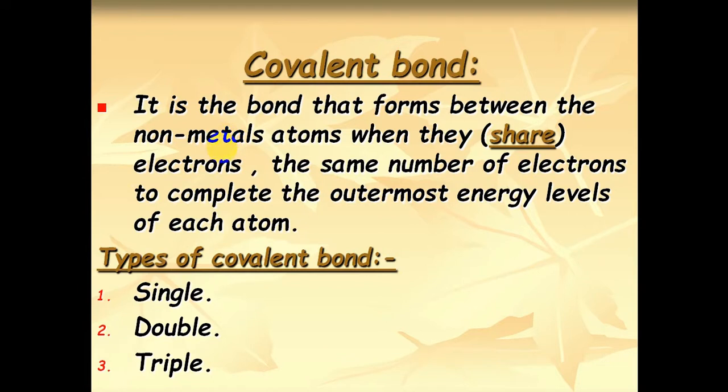Like when you and your friend share the same pen, you write with the pen for a while and then you give it to your friend to write with the same pen for a while. In this case, both of you are sharing the same pen or pencil. Atoms do the same. They share electrons in between. Okay? So we have types of covalent bonds. We have single, double, and triple bonds. So let's see examples of covalent bonds to understand more what it means.